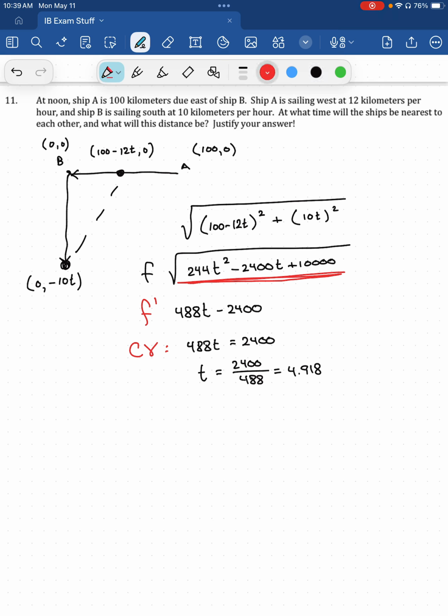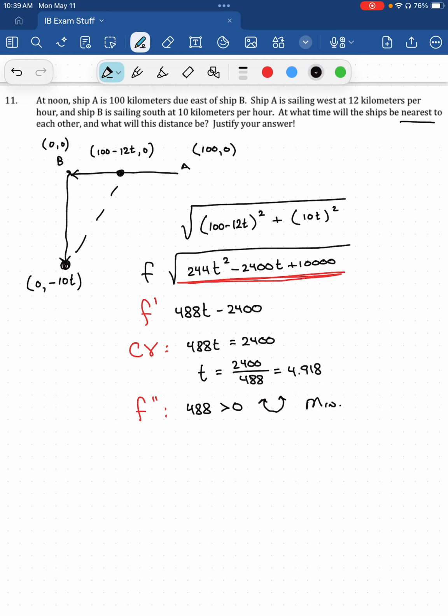So my second derivative will confirm if we have a maximum or a minimum that we wanted. My second derivative is 488, which is greater than 0 no matter what t is, which is concave up, which makes that a minimum. We were trying to get where the two ships were closest to each other, so we wanted a minimum.